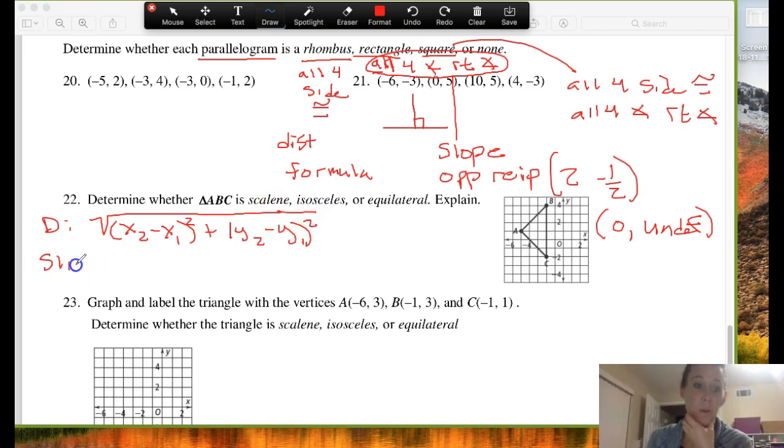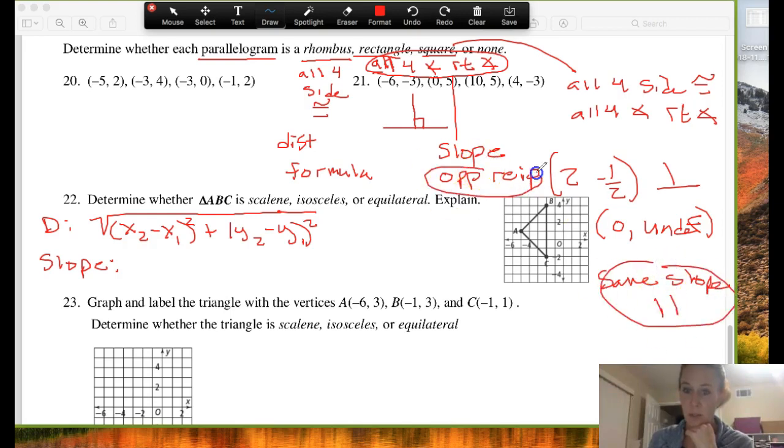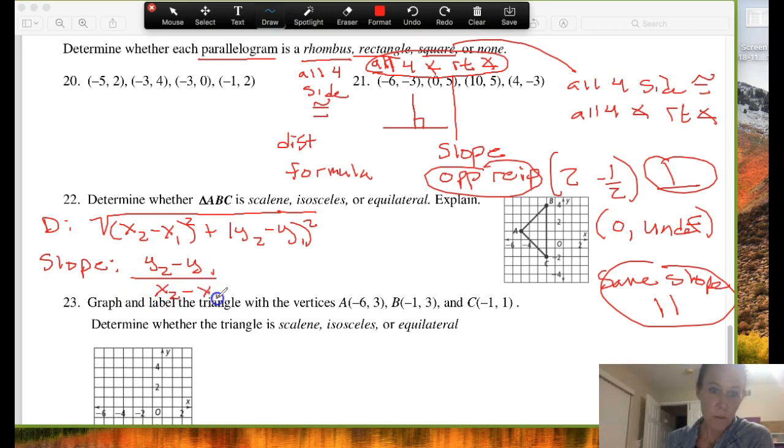And then slope. Slope tells if you have perpendicular or parallel lines. Remember, opposite reciprocal slopes, perpendicular. Same slope means parallel. Okay, same slope is parallel, opposite reciprocal slope is your perpendicular. That's how you tell if you have right angles. And same slope tells you if the opposite sides are parallel for your parallelogram. So slope, you're just going to go, remember, the difference of the y's over the difference in the x values. Make sure you know that. And sometimes they ask you to find the midpoint.